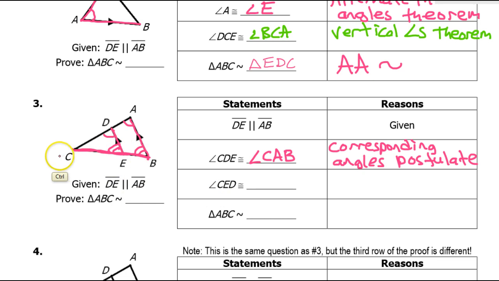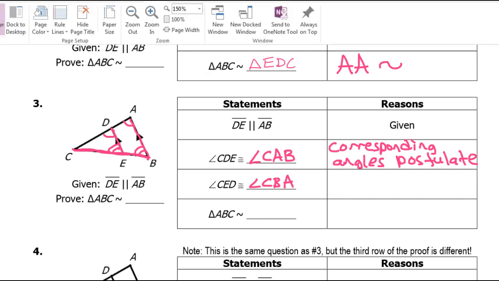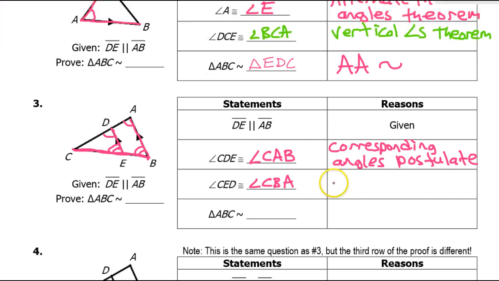Okay, so angle CED, that's this first double angle, is congruent to angle CBA. So angle CBA. And the reason is the same. Okay, I think I'll abbreviate this time just to show you that it's okay to abbreviate. Alright, I'm going to say corresponding angles postulate. Okay, you can abbreviate like that.